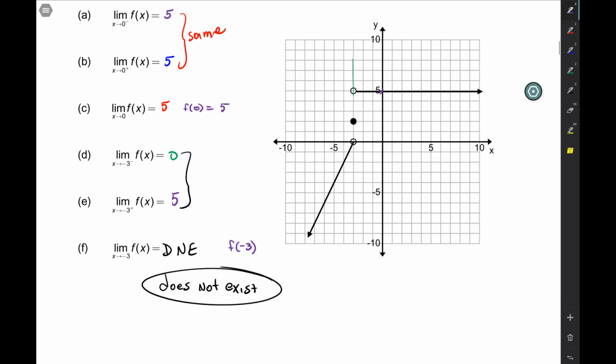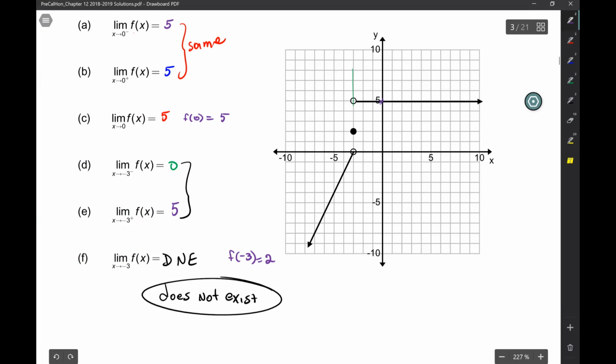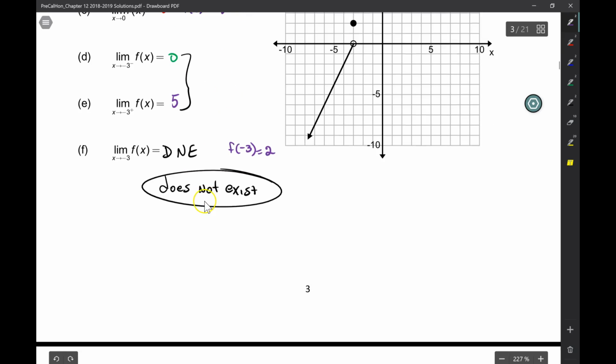So do you see that even though it's approaching one value from the left, one value from the right, the limit doesn't exist, and the value is a completely different thing. Just to specify that they're not dependent on each other. All right?